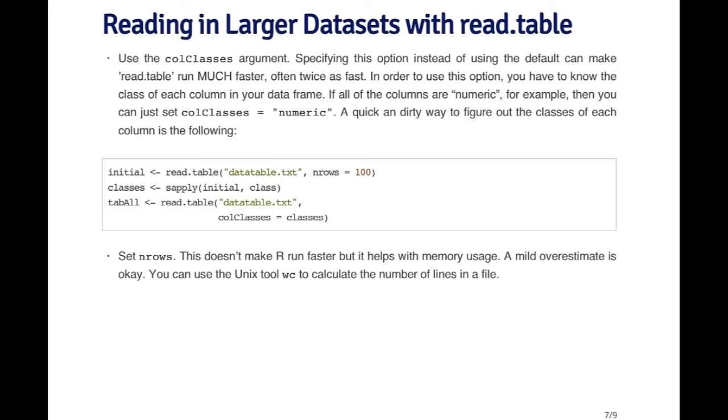The nrows argument is actually very useful too. It doesn't necessarily make R run any faster, but it does help with memory usage. If you can tell R how many rows are going to be read in, then it can calculate the memory that's going to be required and not have to figure it out on the go. So even if you mildly overestimate how many rows there are in the data set, that's okay, because it won't make a difference. It'll still read the correct number of rows.